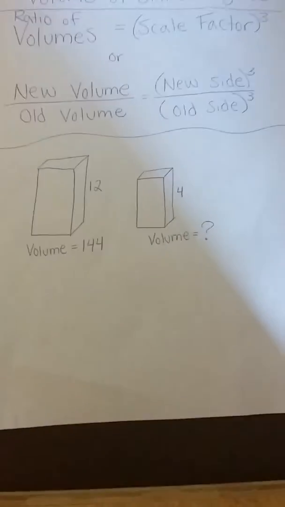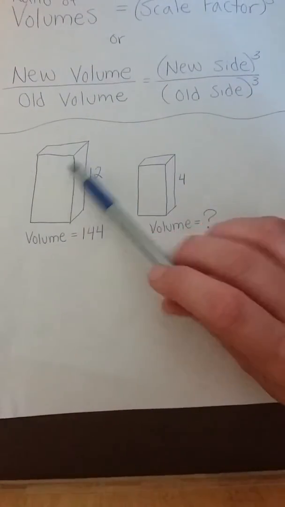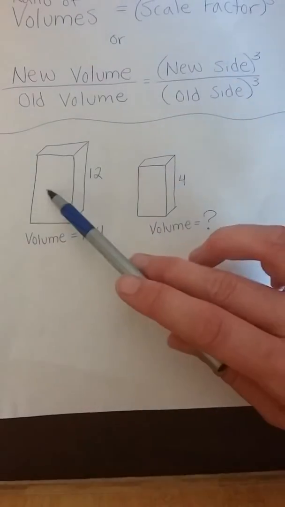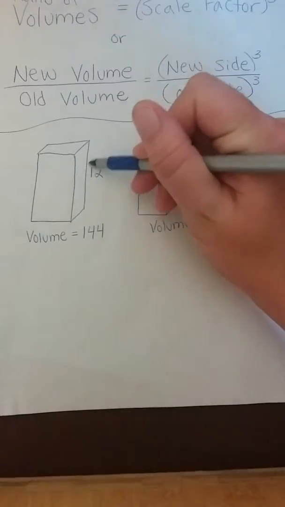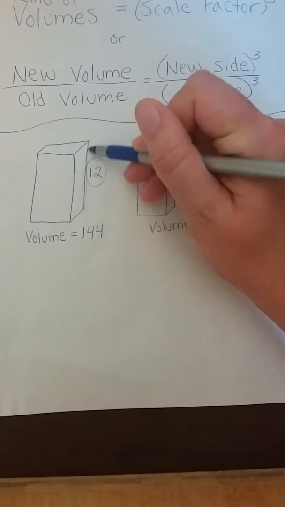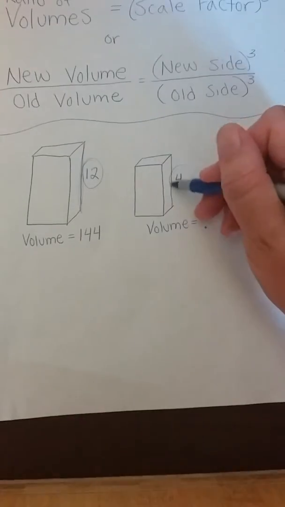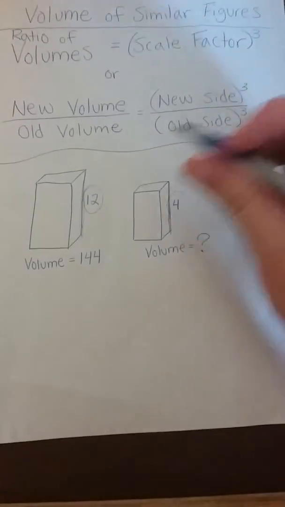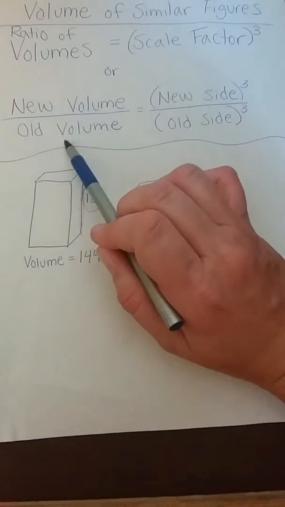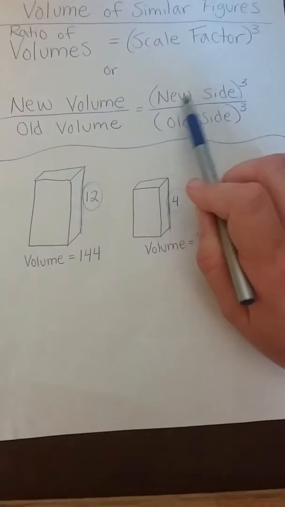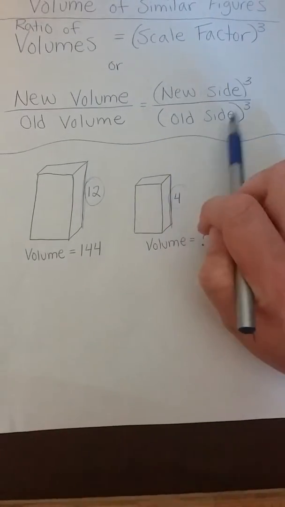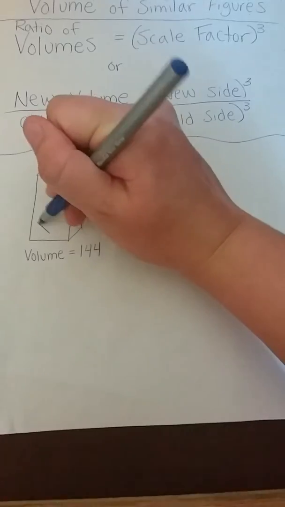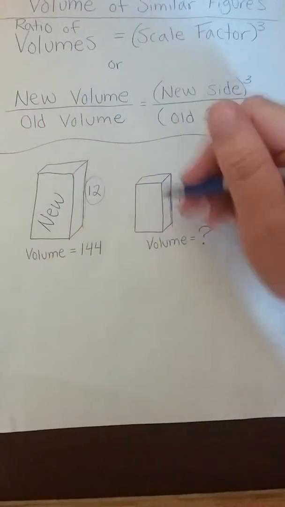So here, this is our example. We have two similar prisms. These are rectangular prisms, and these are their sides. This side is 12. This side is 4. Okay, so I'm going to use this formula. New volume over old volume equals new side cubed over old side cubed. I have to make one of these new and one of these old. So I'm going to make this new. I'm going to make this old.